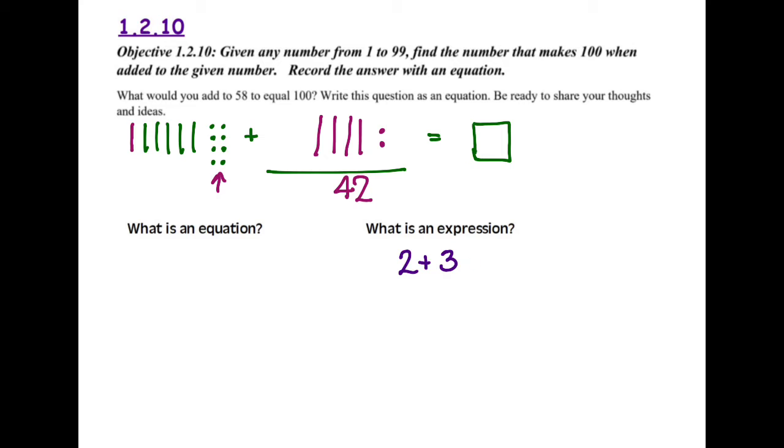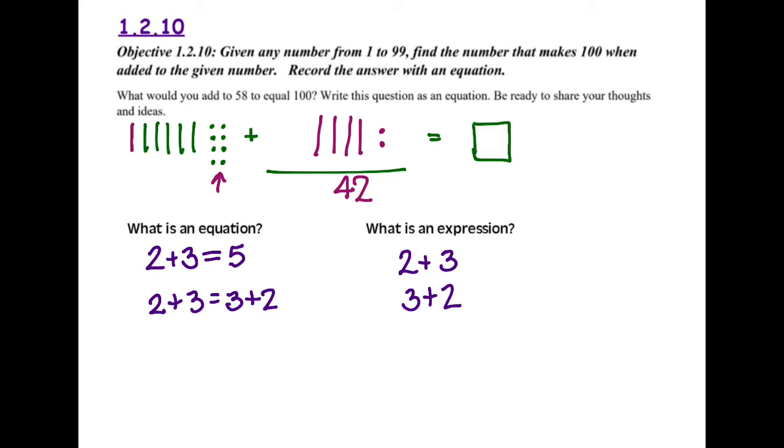Okay? Now an equation is using an equal sign, and you need to say what it's equal to. If you remember when we were talking about the commutative property, I would have written 2 plus 3 is equal to 3 plus 2. That is an equation because both sides are equal. There's an equal sign in it. But 3 plus 2 all by itself is an expression. Okay, so the directions up here told you write this question as an equation.